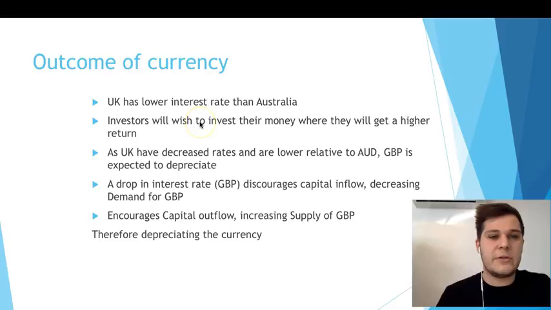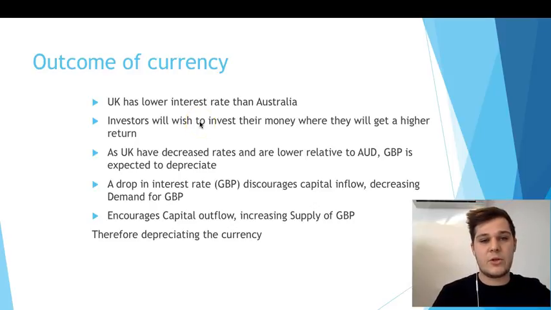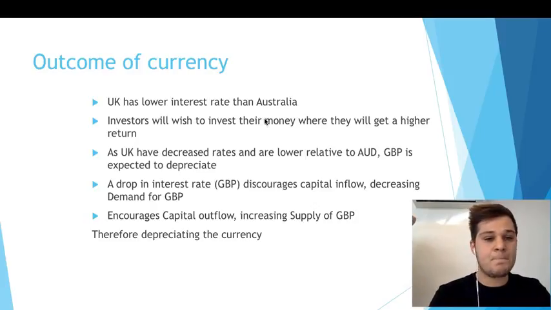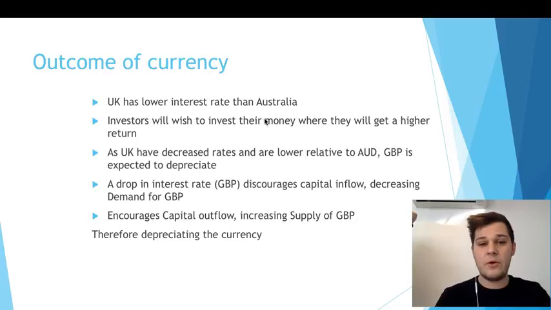So the outcome of the currency: since the UK has a lower interest rate than Australia, investors will wish to invest their money somewhere where they would get a higher rate. As the UK has decreased the rates lower relative to the AUD, GBP is expected to depreciate. A drop in the interest rate discourages capital inflow, decreasing demand for GBP. It also encourages capital outflow, increasing the supply of GBP.